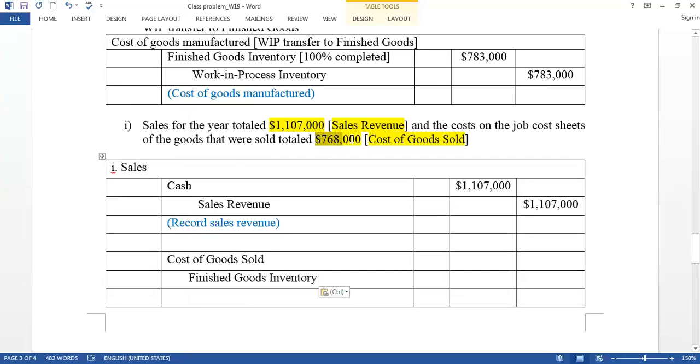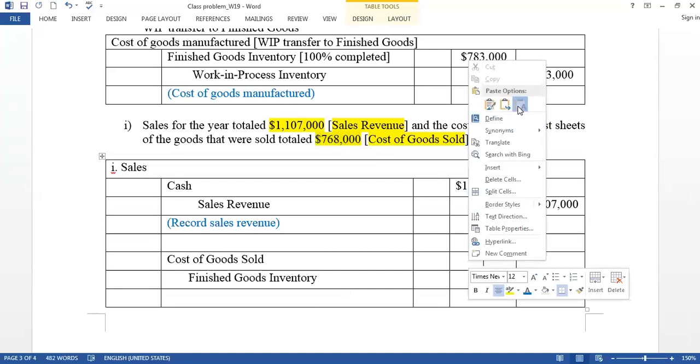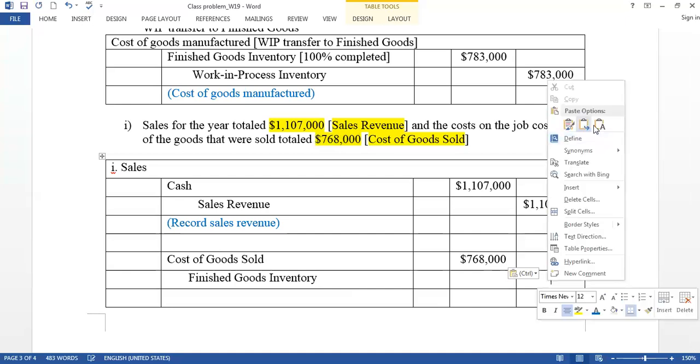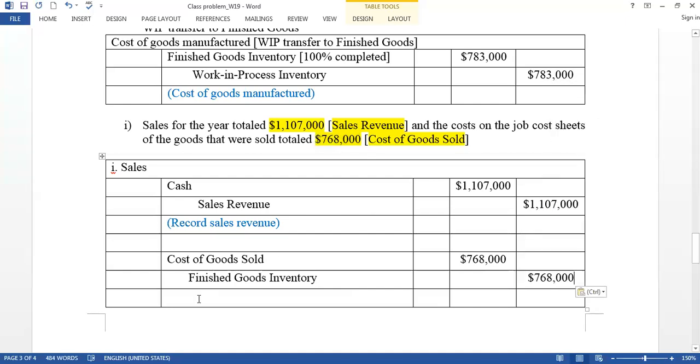And this was the cost of this finished goods. So these finished goods are no more with us, right? We sell it. So the journal is to record cost of goods sold.